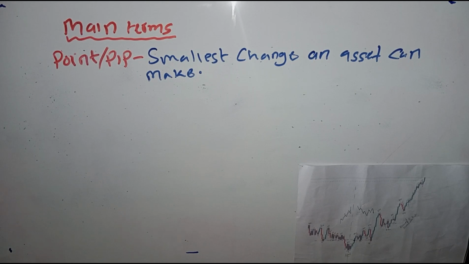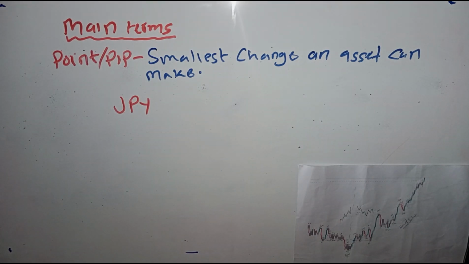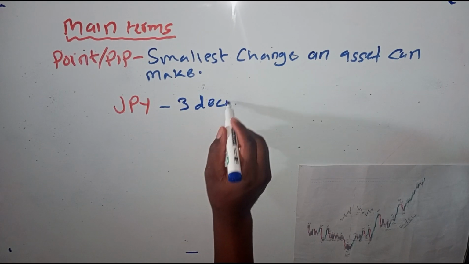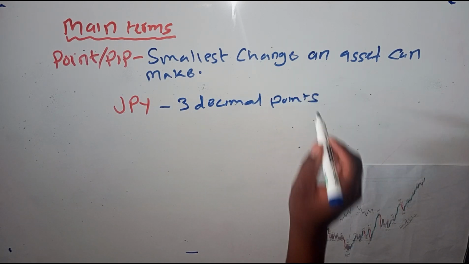So for JPY, that's the Japanese yen, it's usually denoted in 3 decimal places.